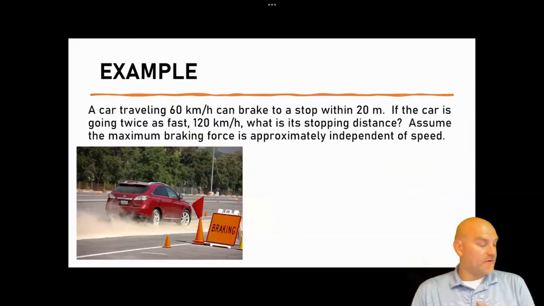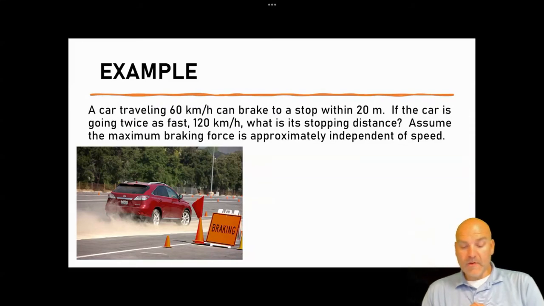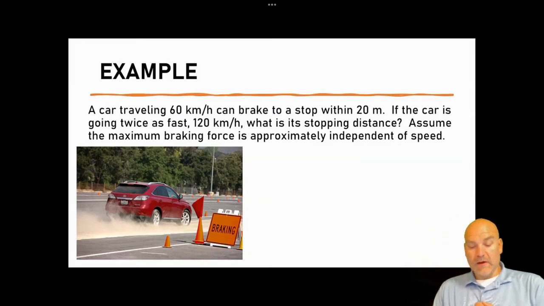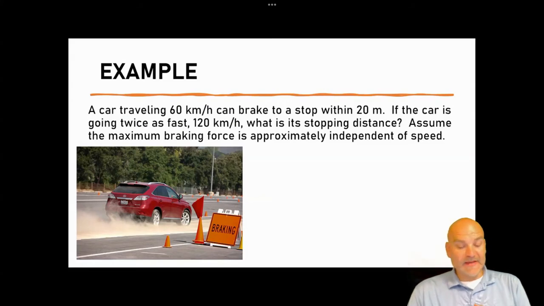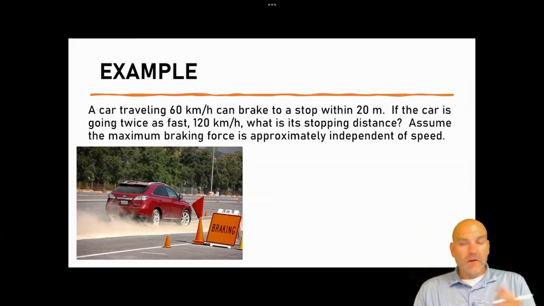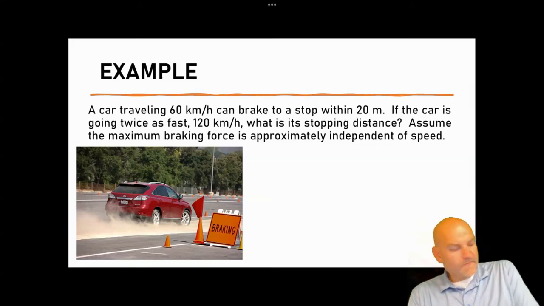Okay. So now let's look at one more, the car stopping. You've got a car traveling at 60 kilometers per hour, coming to a stop at 20 meters. If the car is going twice as fast at 120 kilometers per hour, what is the stopping distance? Assume the maximum braking force is approximately independent of speed. Okay. So we can do this conceptually.